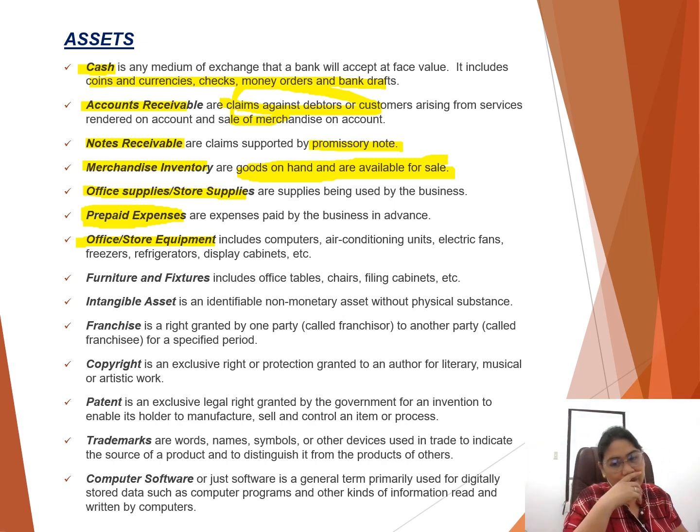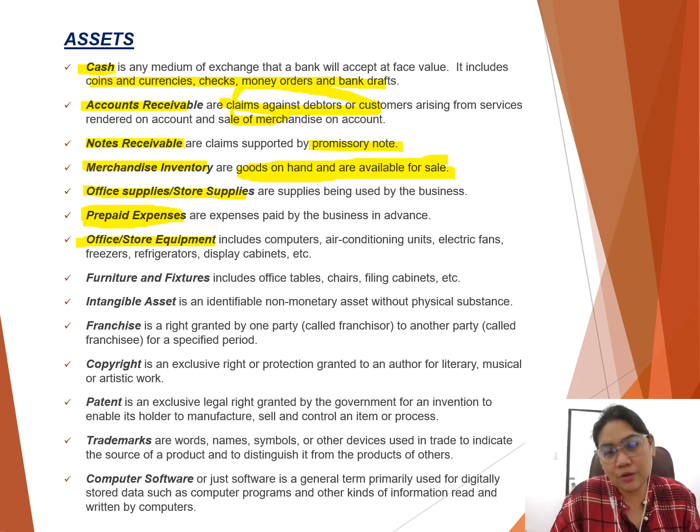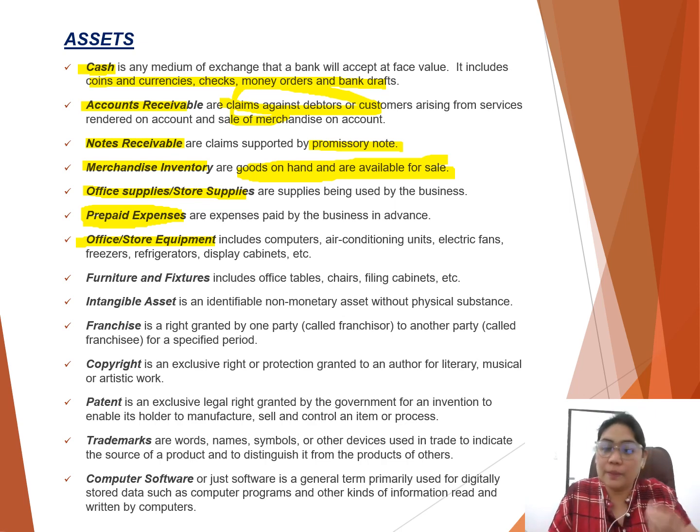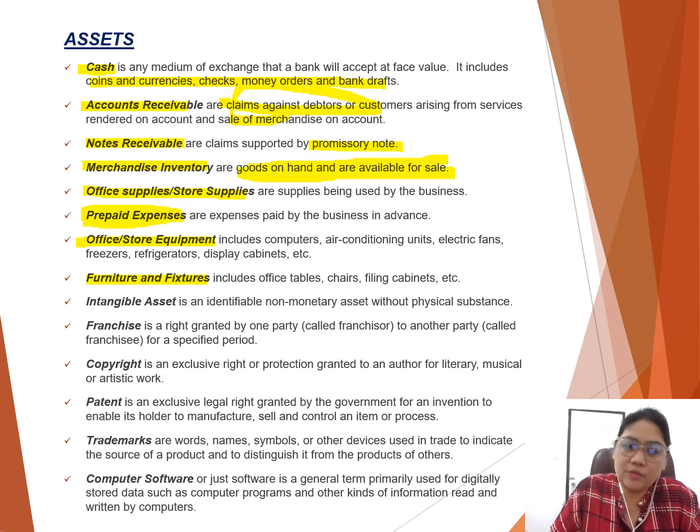Kino-consider silang equipment. Ngayon, paano mo malalaman kung office o store? Depende kung nasaan yung equipment. Kapag nasa office, office equipment. Pag nasa store, store equipment. The next one is the furniture and fixtures. Kasama naman dito ay ito, office table, chairs, filing cabinets. Yan yung mga furniture and fixtures.